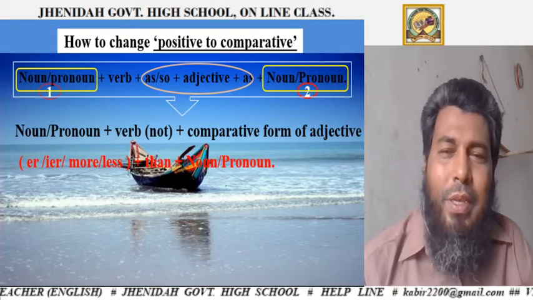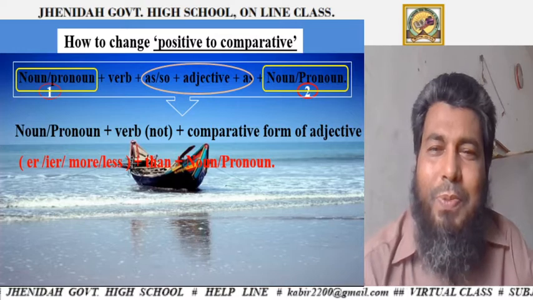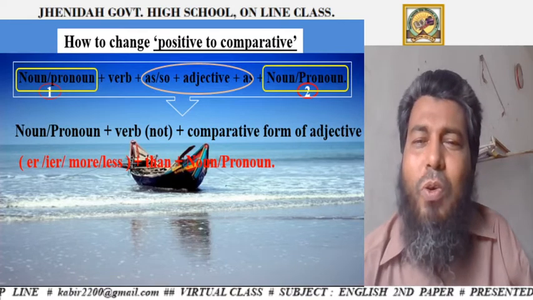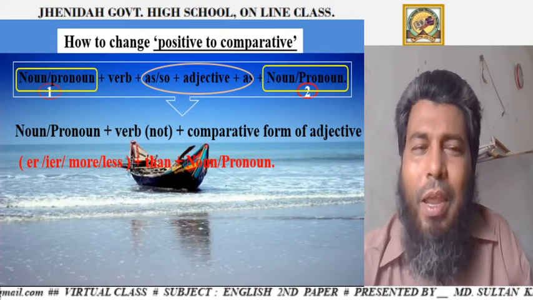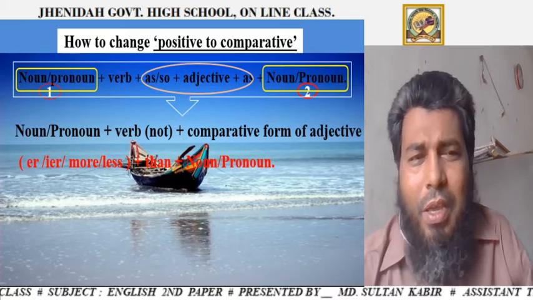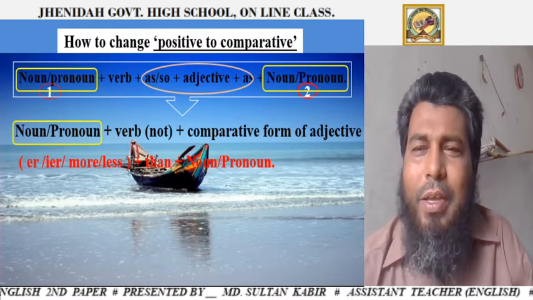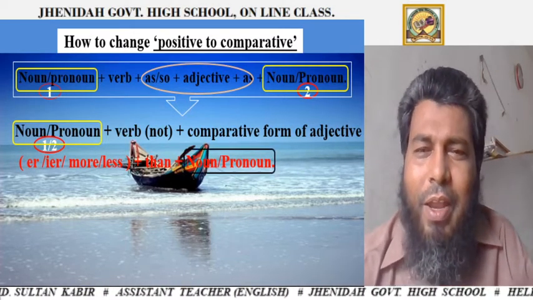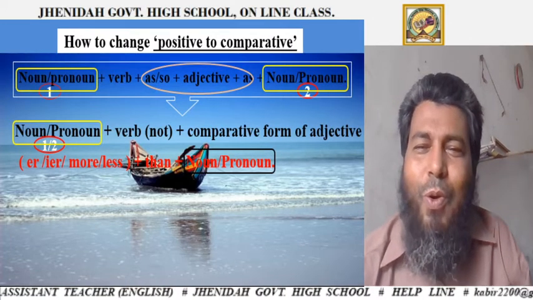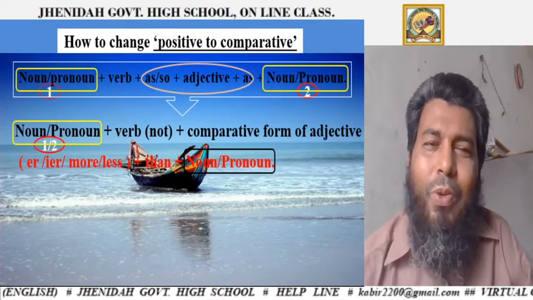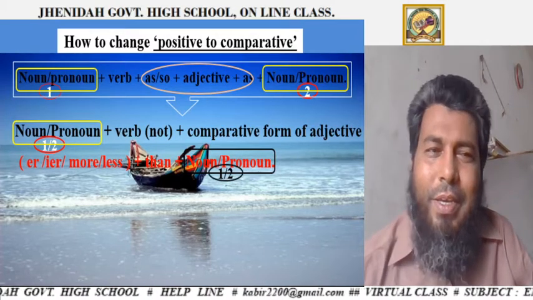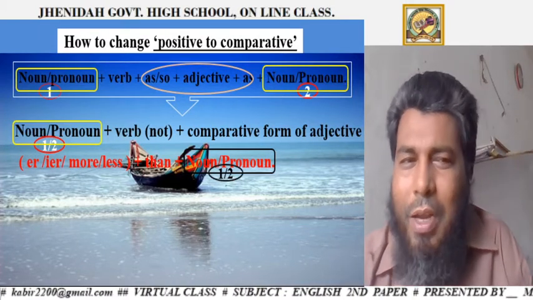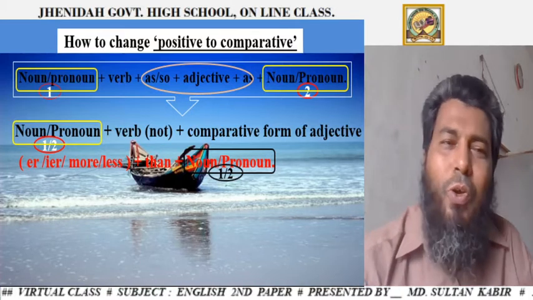Here you may be confused about which noun or pronoun will be inserted at the beginning and which at the end of the comparative degree. But here there is no fixed option. You can add the first noun or pronoun or the last noun or pronoun at the beginning, and at the end you can insert the other one. So there is no obligation for you to write a particular noun or pronoun at the beginning or at the end.